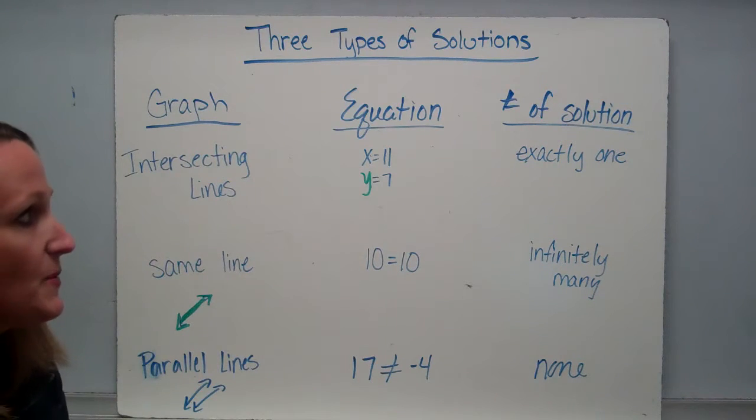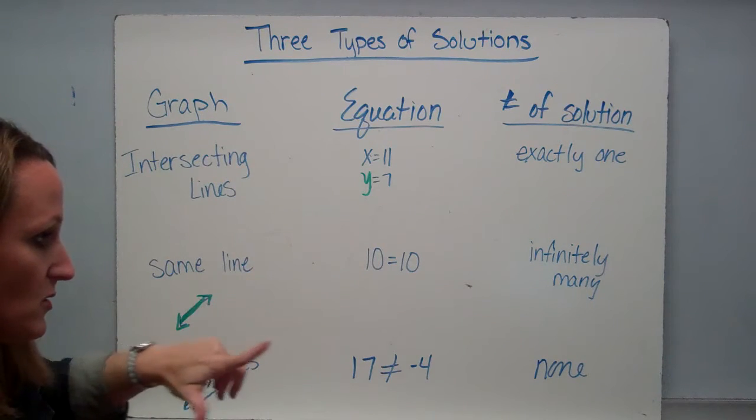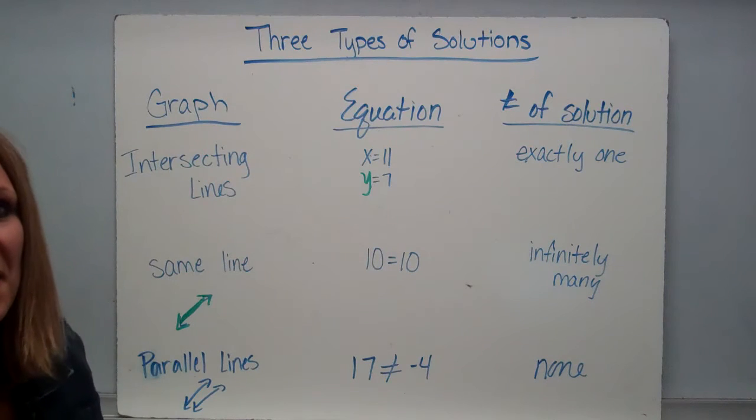And so when we're solving a system of equations, this is what we're looking for. Are they going to touch at one point? Are they lying on top of each other? Or will they never touch because they're parallel? And that's part one of elimination.